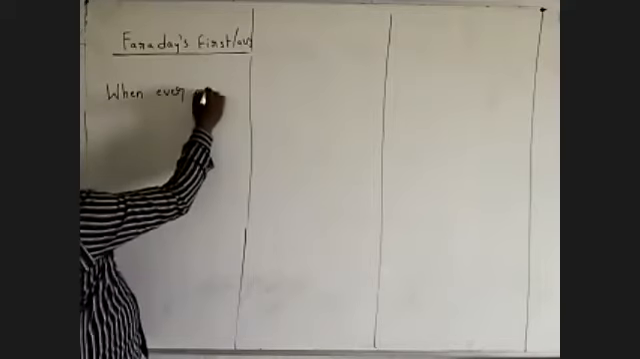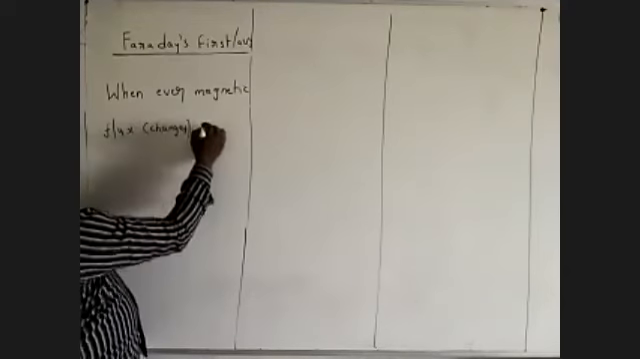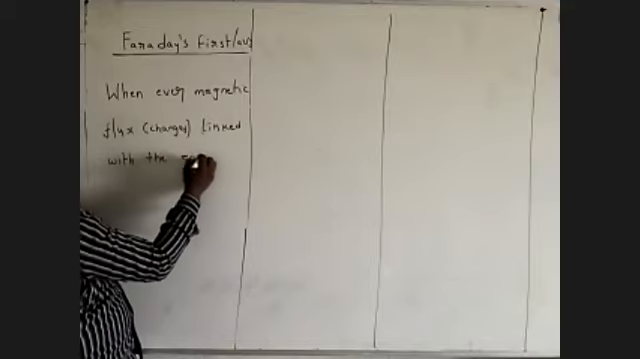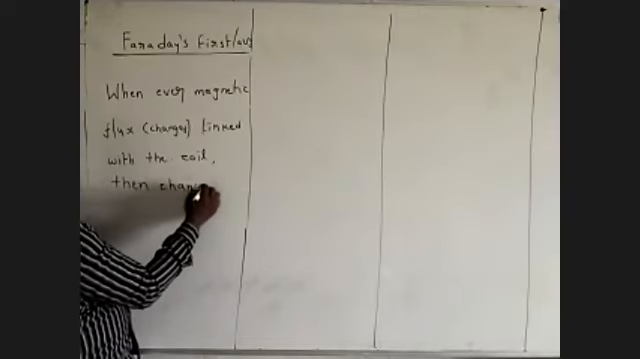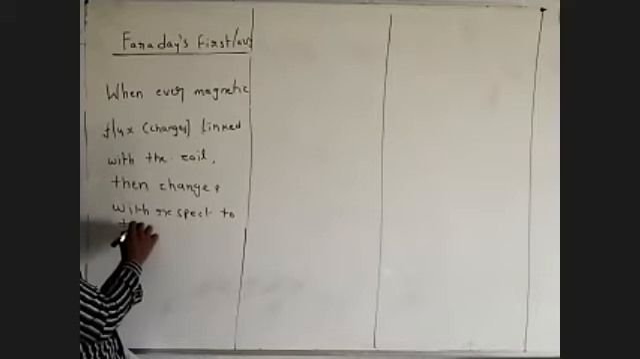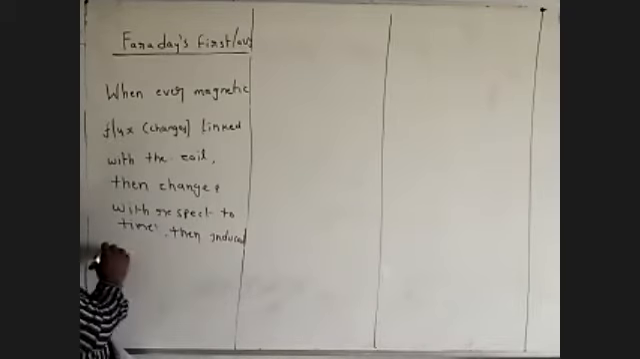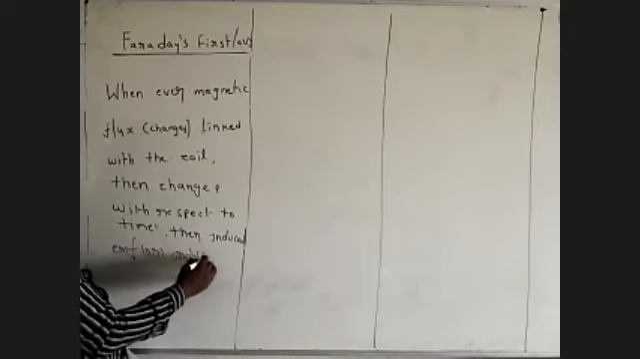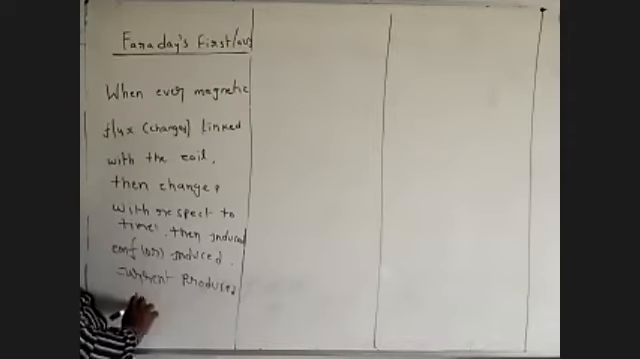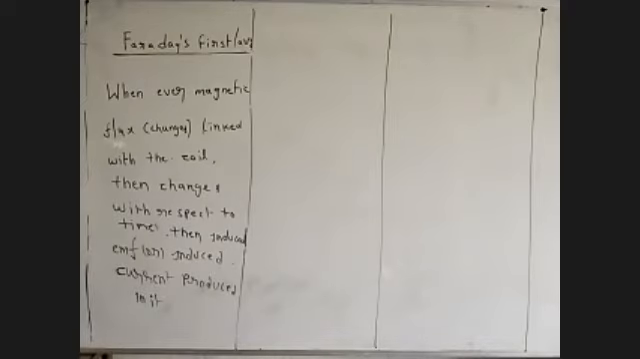Whenever magnetic flux linked with the coil changes with respect to time, then induced EMF or induced current is produced in it. This is Faraday's first law.